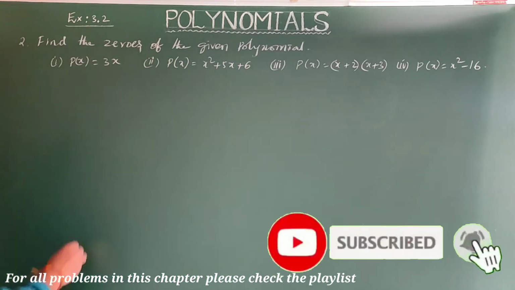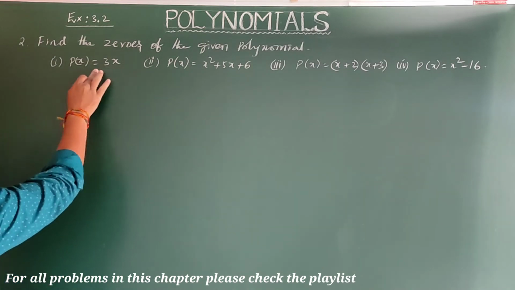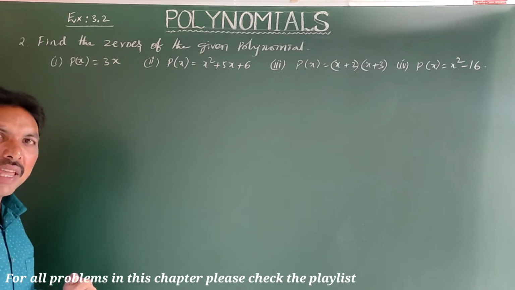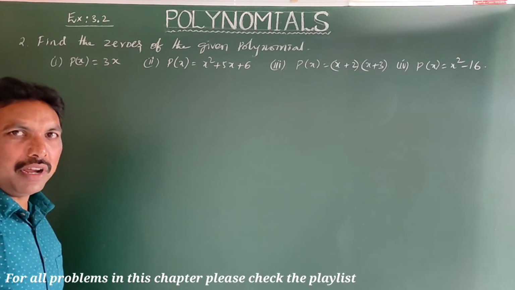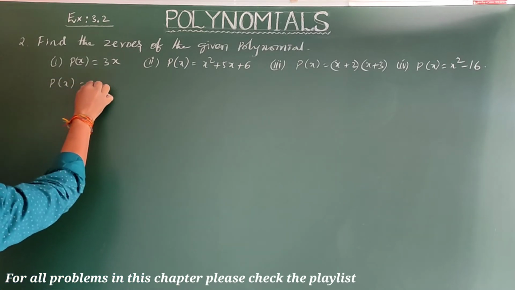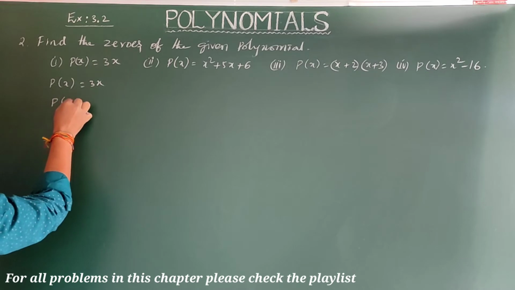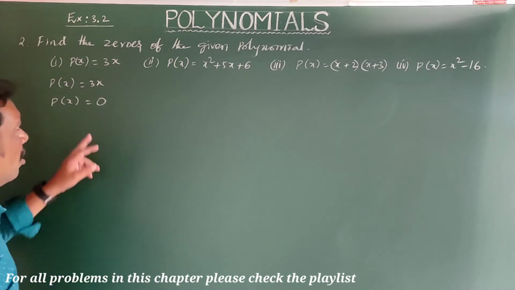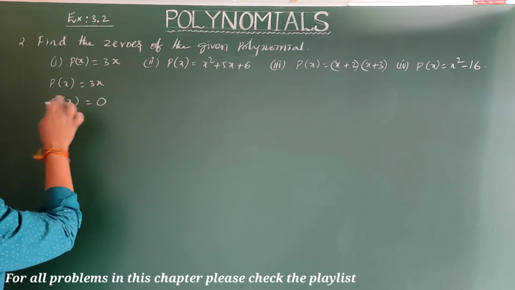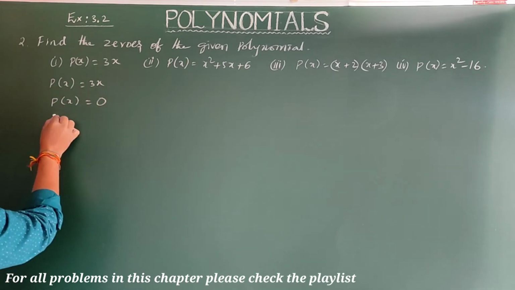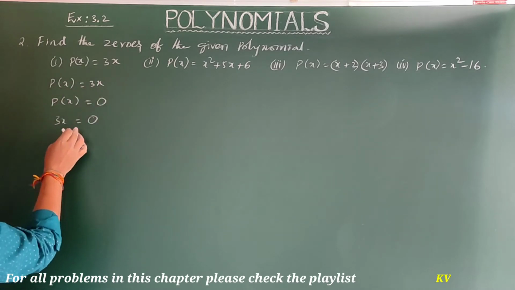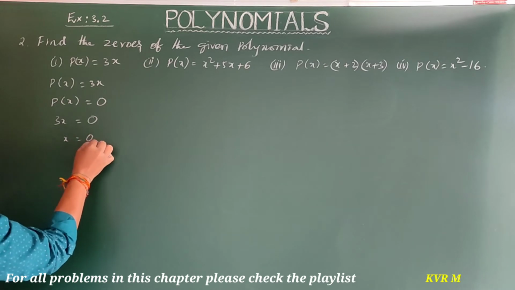So take the first one. p of x is equal to 3x has been given. Zero of the polynomial means we should take p of x is equal to 0, right? So for the first one, p of x is equal to 3x. Zero of the polynomial means we should equate it to 0. So p of x is equal to 0 means 3x is equal to 0, because p of x is 3x. So x is equal to 0 by 3.